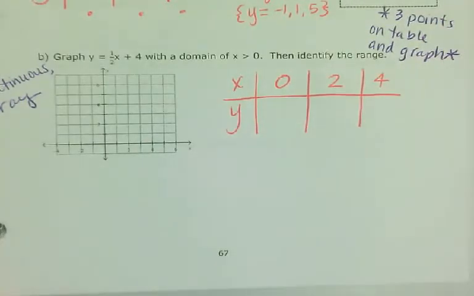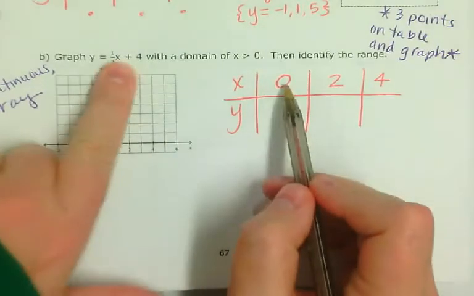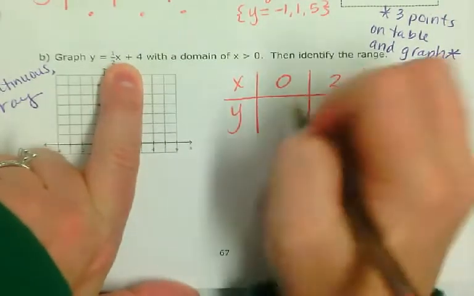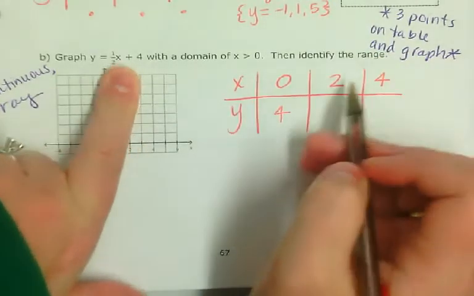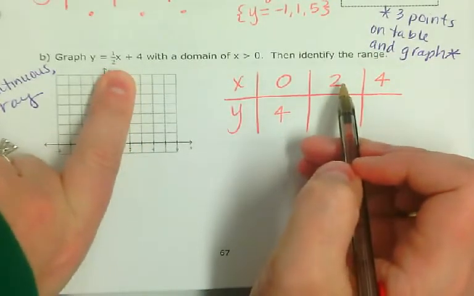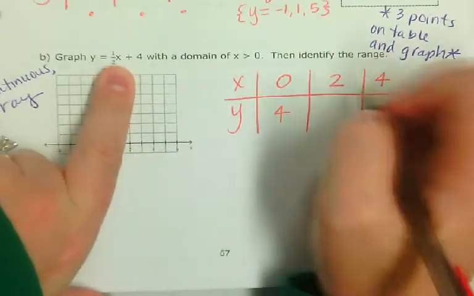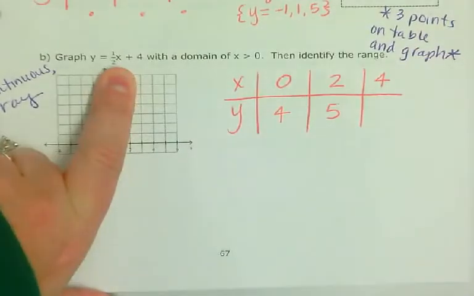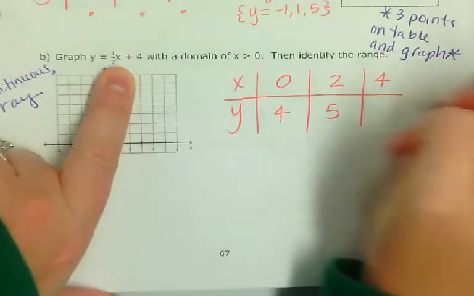Does it matter? No. Every kid in this school could pick 2 more numbers to put in this table, 2 different numbers, and it would all work out fine. But I like to use the smaller numbers. I like to use evens if I have a half because it works out nicely. So when I plug in a 0 to this function, what am I going to get? A 4. When I substitute in a 2, half of 2 is 1, 1 plus 4 is? 5. And then when I sub in a 4, I'm going to get a 6.